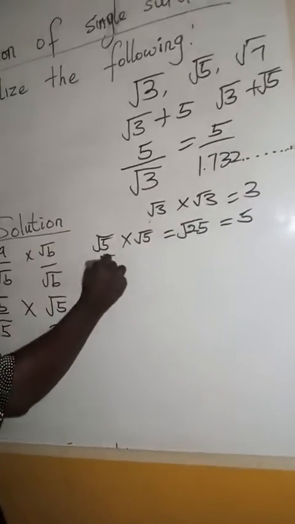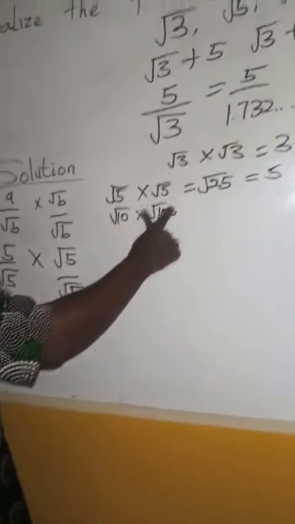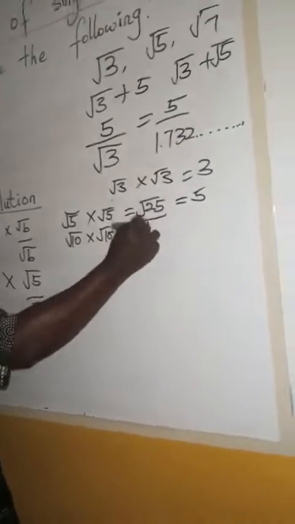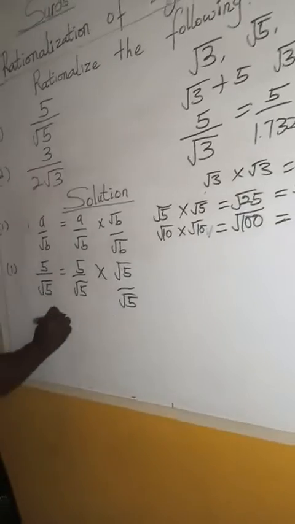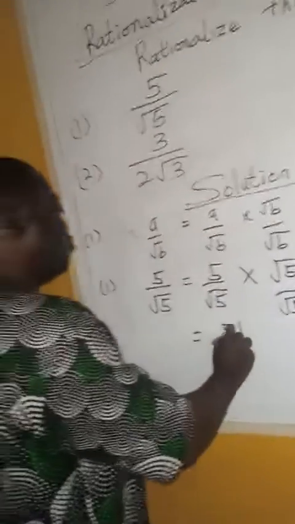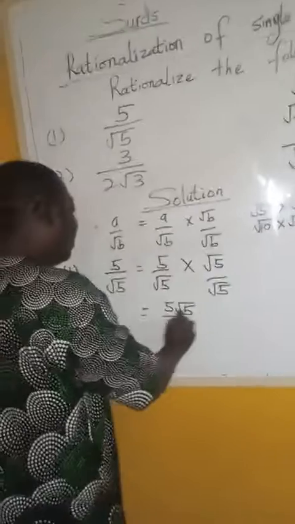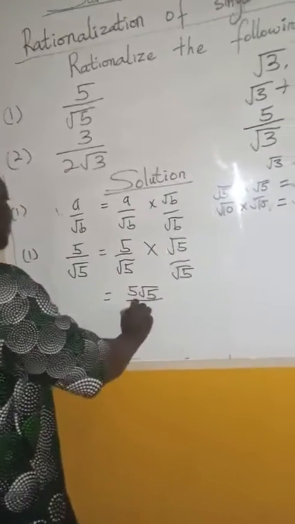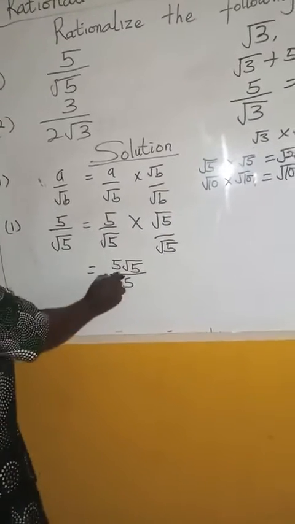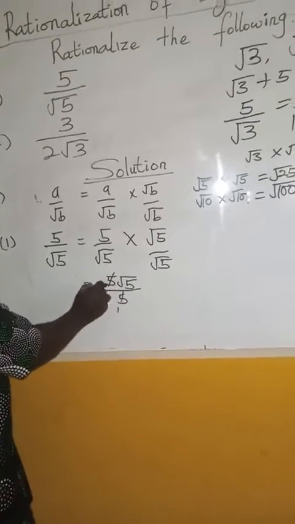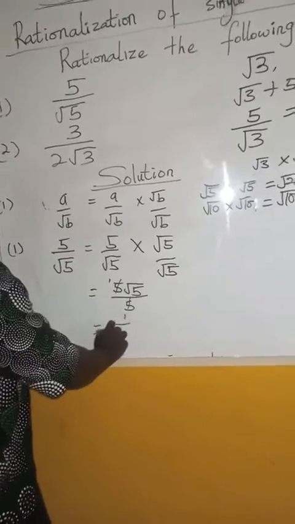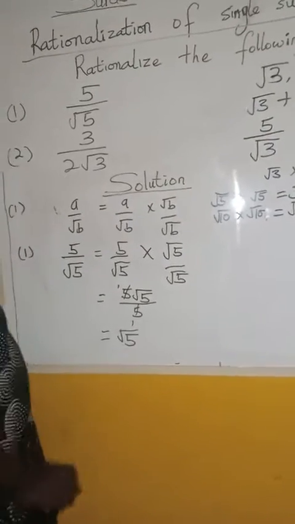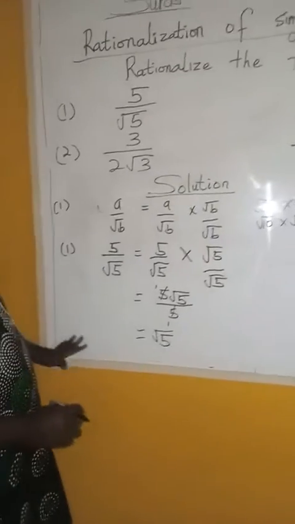Root 10 times root 10 is equal to root 100, and the square root of 100 is 10. So this becomes 5 root 5 all over root 5 times root 5, which is 5. Then 5 here 1, 5 here 1. So the final answer here is root 5. That is as simple as this.